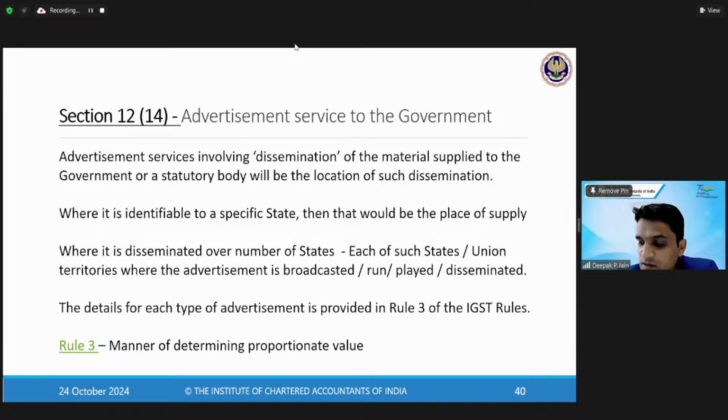Yeah. Now this is a lengthy topic of 12.14, wherein advertisement services are provided to the government. Okay. So to start this and end this, it will take considerable amount of time. We have understood 12.1, 12.2 to 12.14, 12.13. We'll take a short break, understand 12.14, and then go back to 12.2 to understand what is the place of supply in case of general services. Okay, so let's take a break of 10 minutes here.